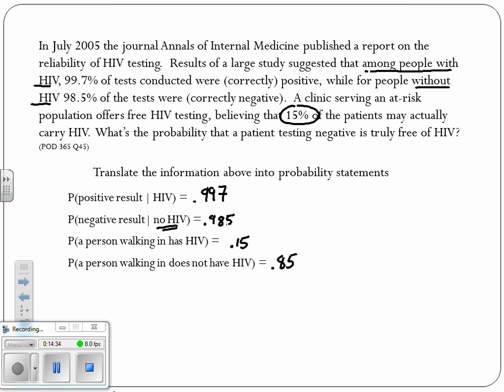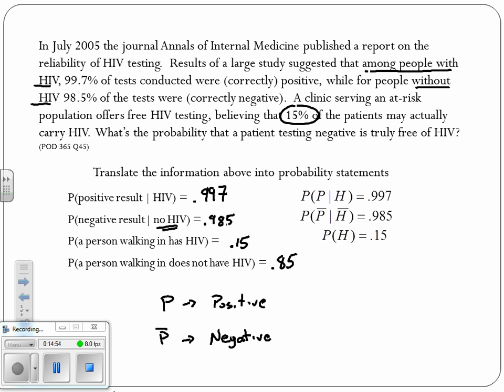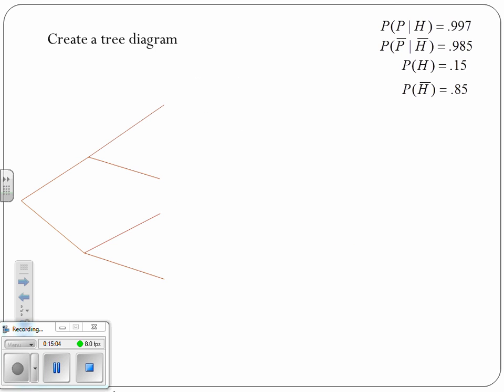So just so we have the same letters the whole time through, we'll say P is for a positive test, and the opposite of P, P with that line over the top, will be our negative test. So there's your setup for all that. So this would be the probability again that somebody with HIV tests positive. So, quick, set up the tree.